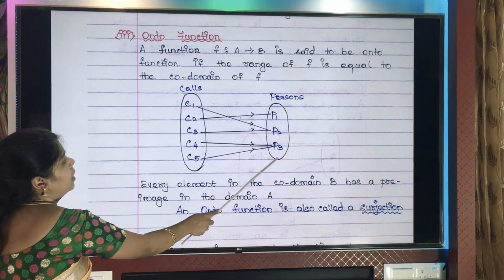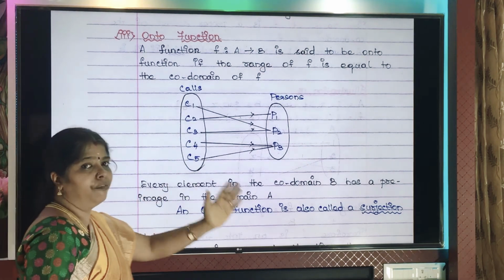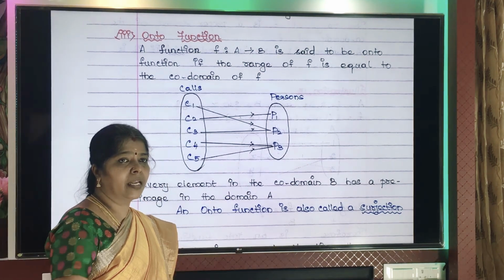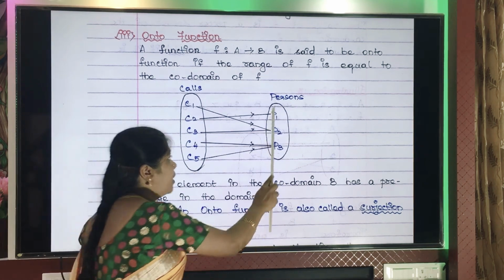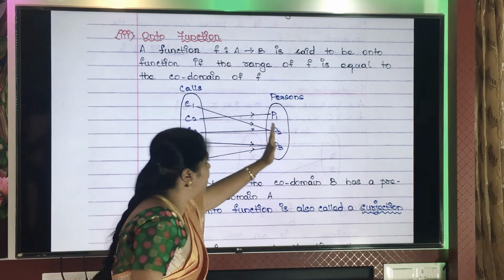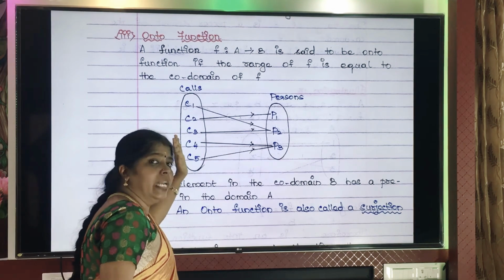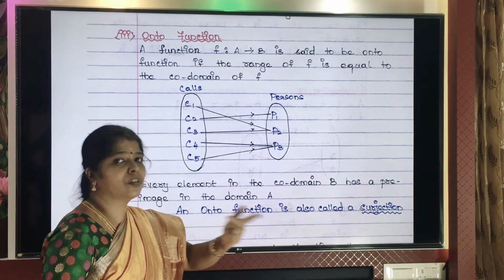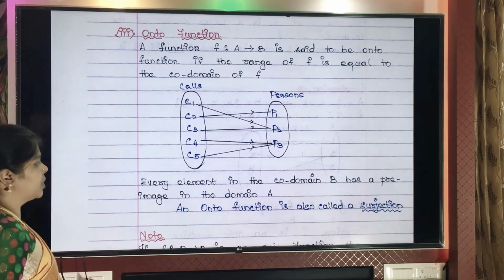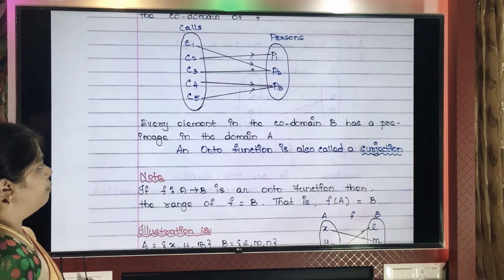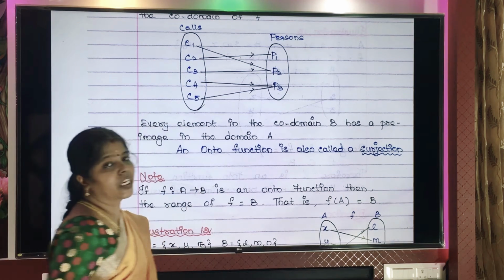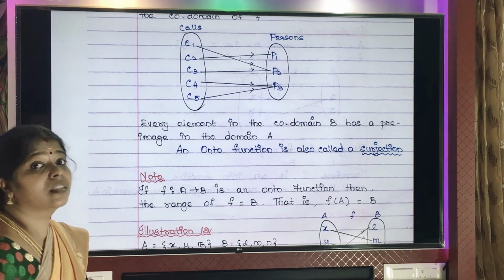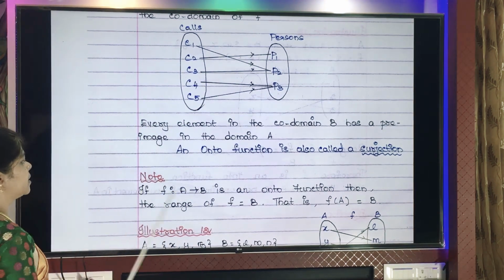Every element in the codomain will, this is the other way of telling. One way of telling is range is equal to codomain. The other way of telling is every element in the codomain will have a pre-image in the domain. That way also you can tell. So then that function is called an onto function, and the other name for onto function is surjection. There is a note.